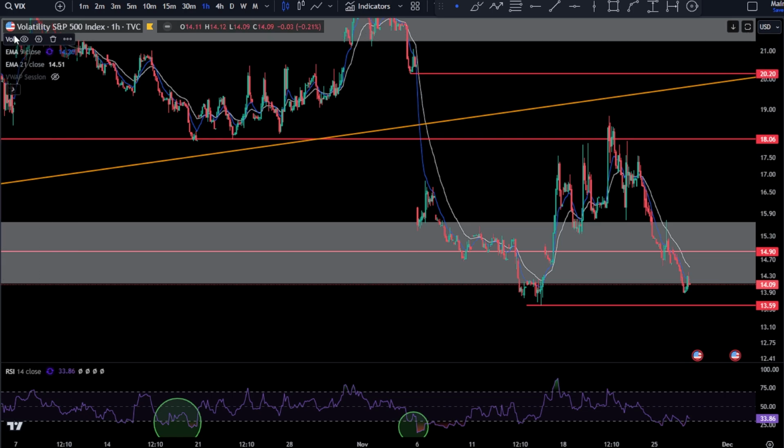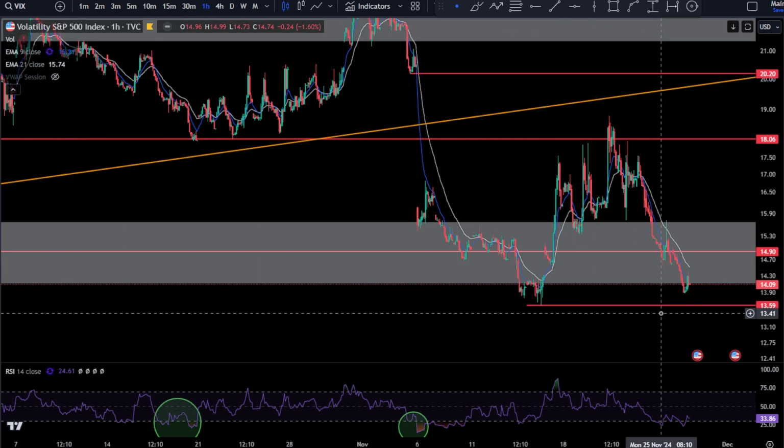And from that point, guys, can VIX spike here? Of course it can. Of course. 24.61 on the RSI over there, and then you got 23.32.